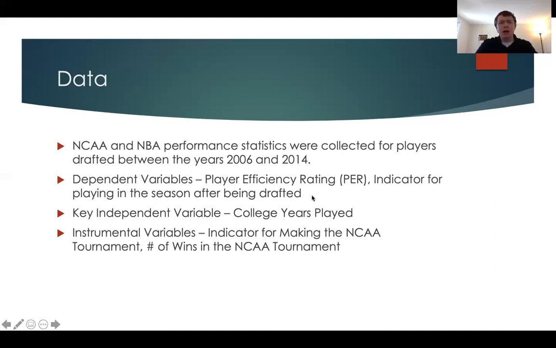My dependent variables, most regressions will use player efficiency rating, PER, as a dependent variable, although I do have one regression where the outcome variable is an indicator for playing in the season after being drafted. So did you even make the NBA roster initially? The key independent variable is the number of years played in college. And then my instrumental variables here are an indicator for making the NCAA tournament and then the number of wins in the tournament.